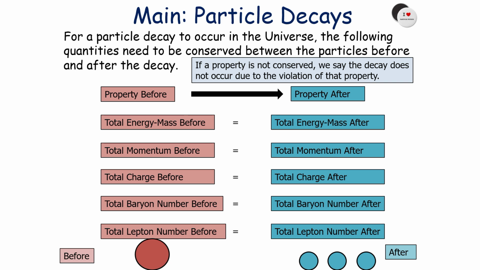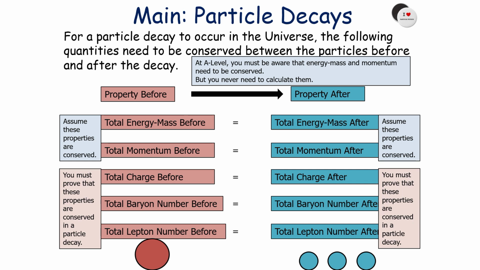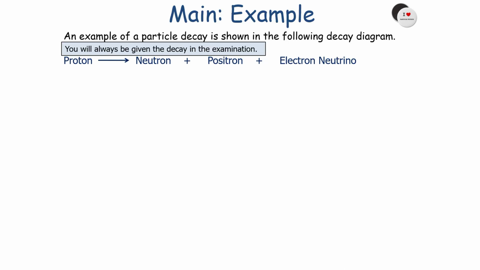If a property is not conserved, we say the decay does not occur due to a violation of that property. So the decay doesn't occur due to a lepton number violation. Now at A level, you must be aware that energy-mass and momentum need to be conserved, but you don't need to calculate them. But you do need to prove that charge, baryon number and lepton number are conserved in a particle decay.